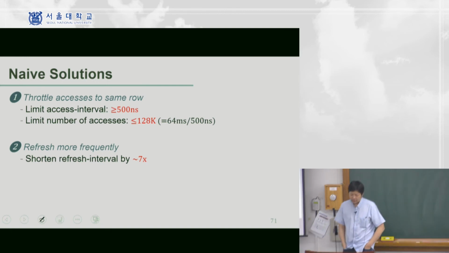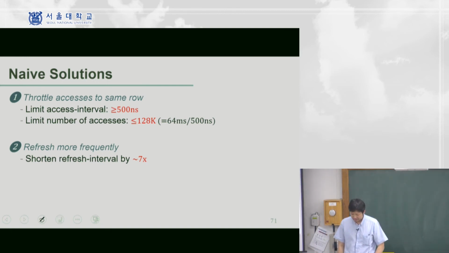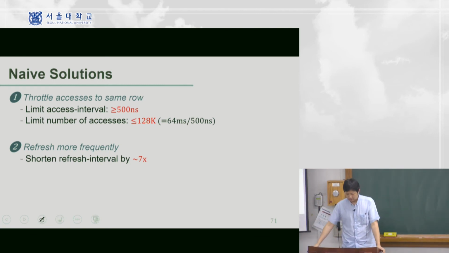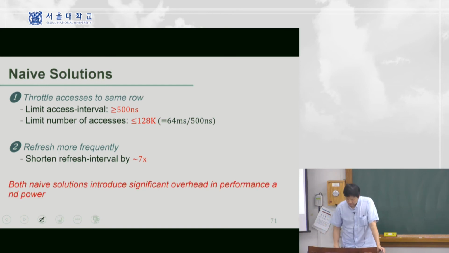Our second technique is to refresh more frequently. So shorten the refresh interval by some number of times, then basically you have much stronger protection than before. These are kind of naive solutions because they come with a cost, as I showed you in the previous slide. Both naive solutions incur significant overhead in performance and power.